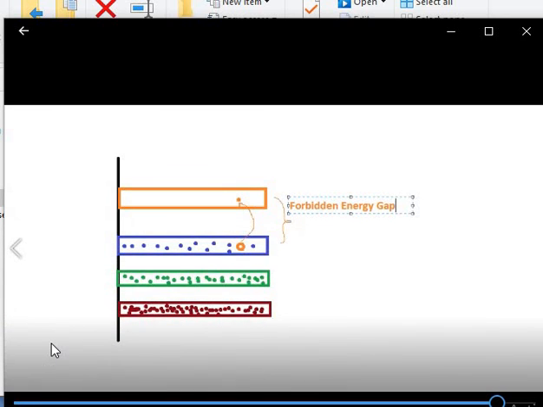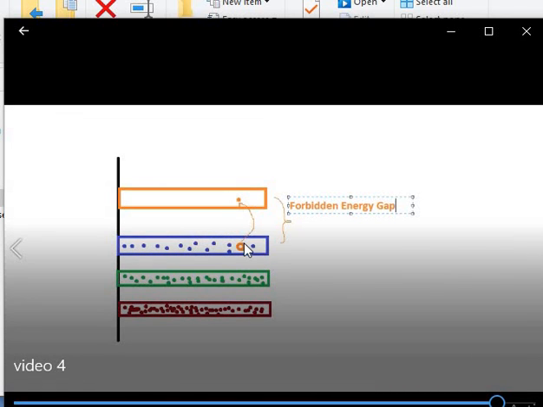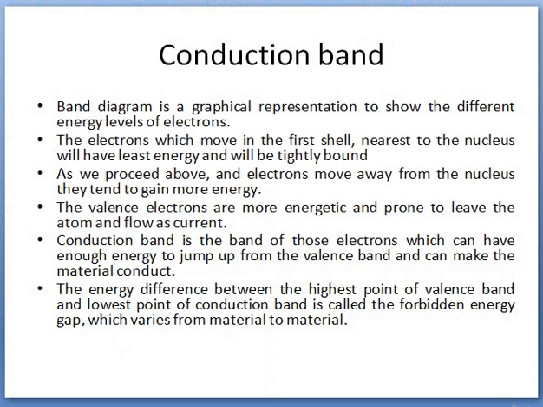This is called the forbidden energy gap. If an electron can overcome this energy gap, it will jump up here and will cause current. Conductors have the conduction band and valence band almost overlapping. I'll show you in the next slide, but this is just a general definition which you can read.